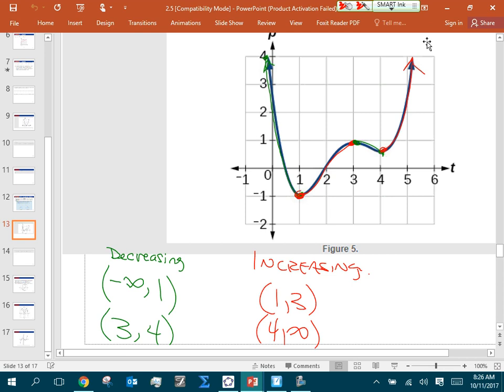Usually when we identify increasing and decreasing intervals, we leave them as open intervals. Meaning that we do not use square brackets for the endpoints. Because at that point 1 comma negative 1, at the point 3 comma 1, and at the point 4 comma, I don't know, like 0.8 or something like that, we're in that transition period. Does that make sense? We're not increasing or decreasing at that point.